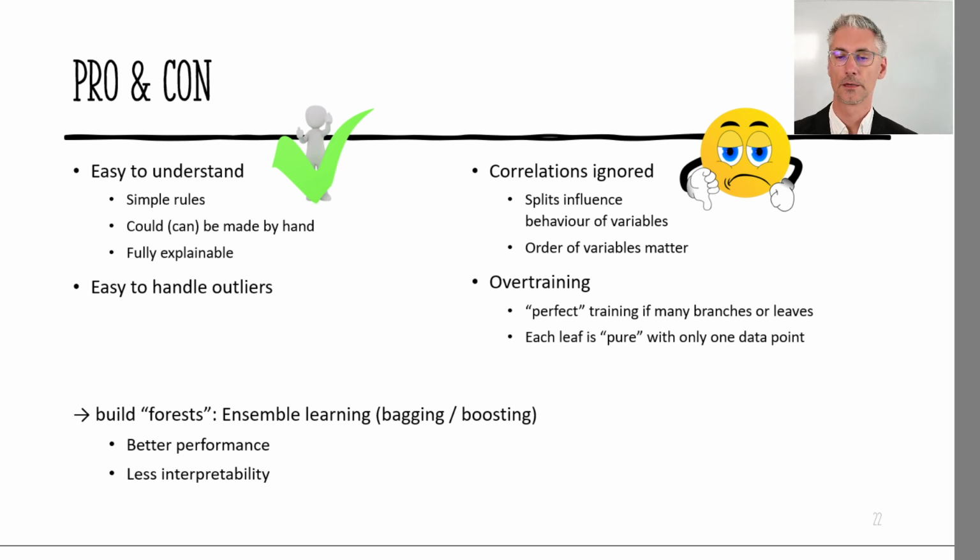This brings us into ensemble learning, which goes back to bagging and boosting. That means we have a better performance, but it also comes at the downside that we have less interpretability, because a single tree is very easy to understand, as we just said, but if you have many trees and combine their output, it's like looking at a forest, and it's not so easy anymore to understand what's really going on.